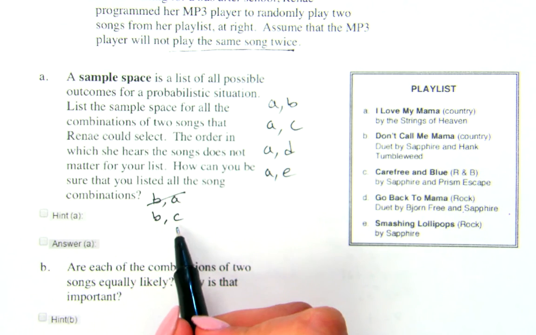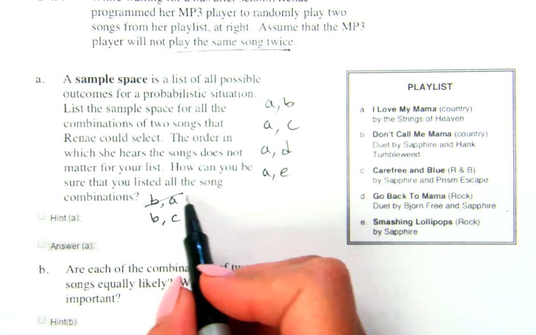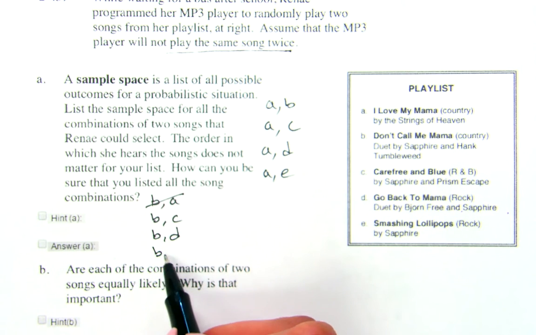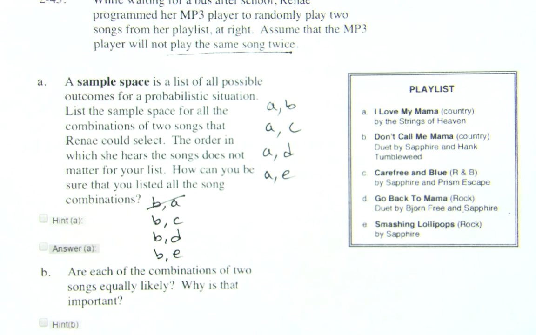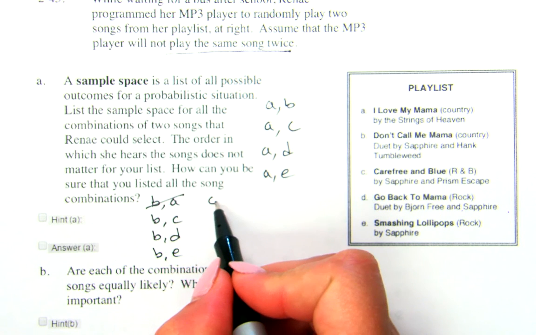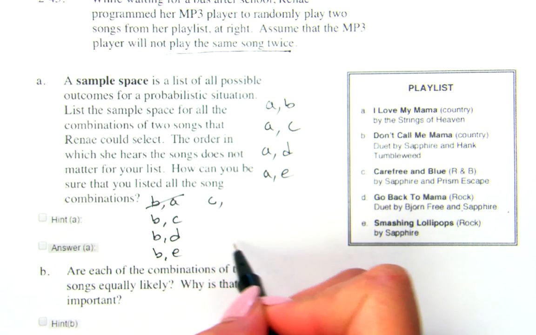B song first, C song second. Yes, because I don't have it yet. All right. Can I do B and D? Okay, that works too. What about B and E? Okay. All right, that works out. Okay, now we go to C song. And then so on and so forth.